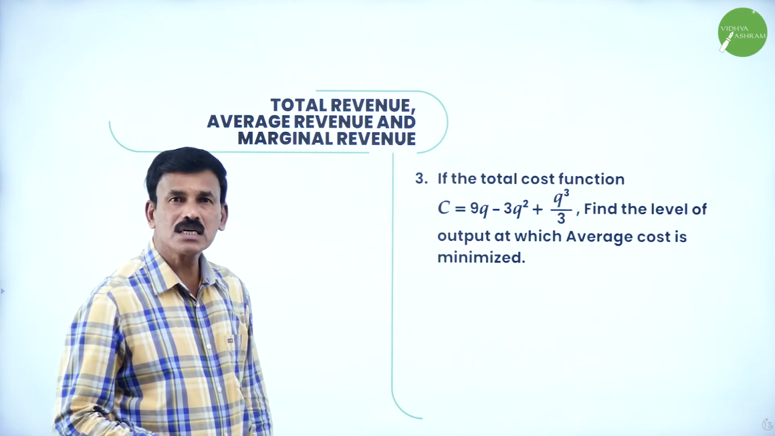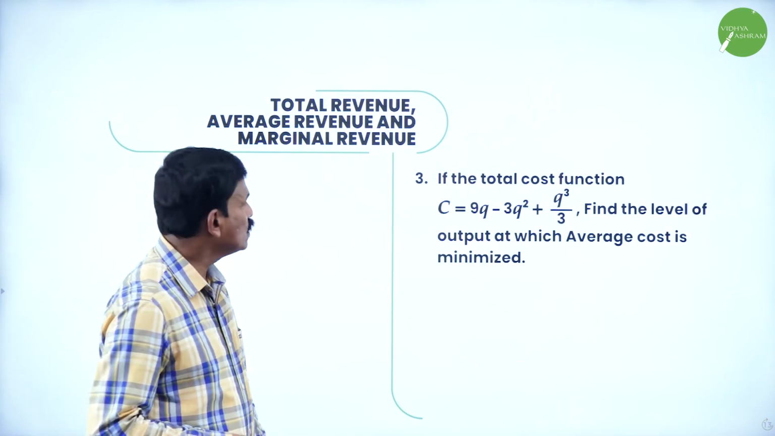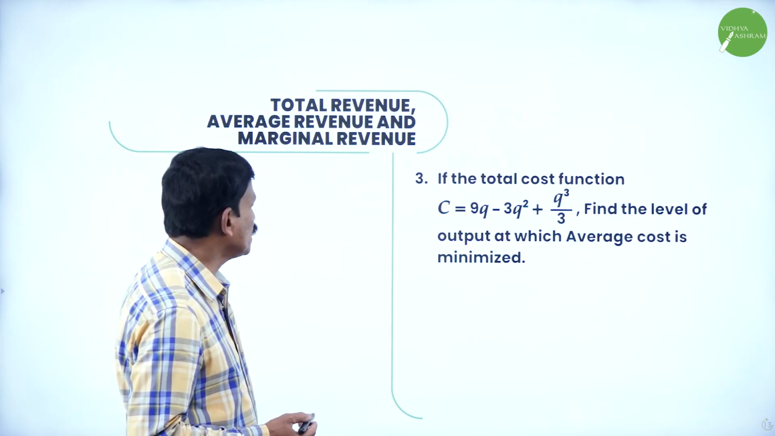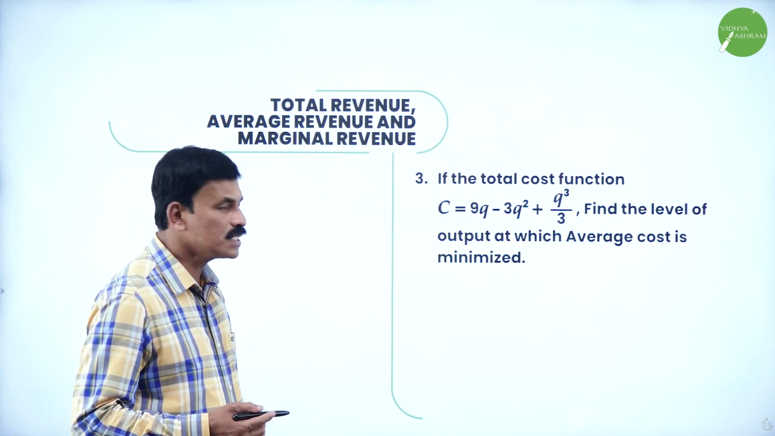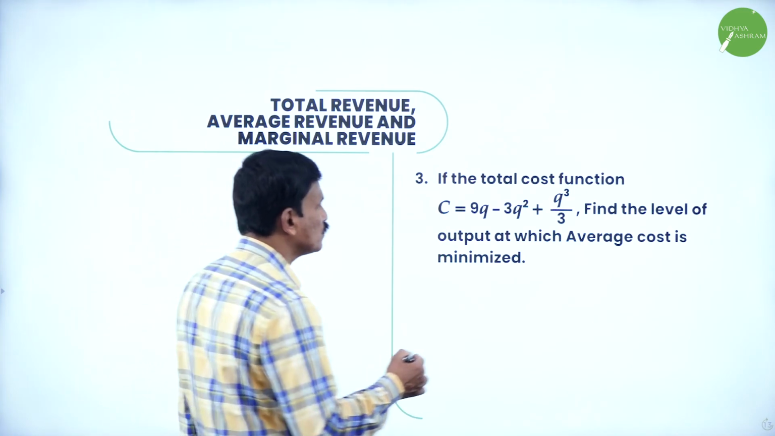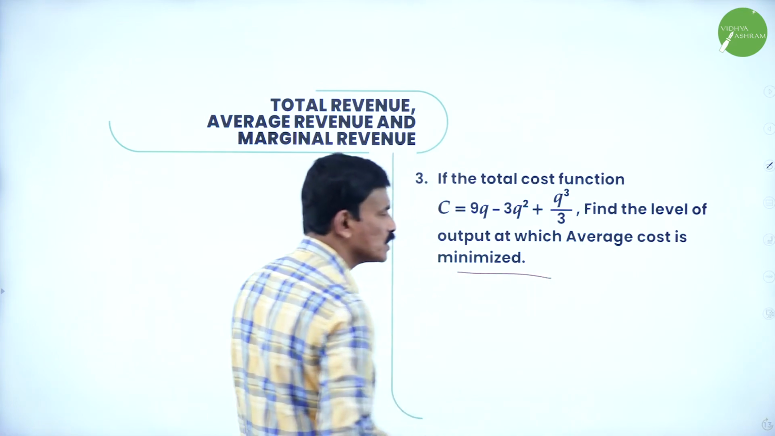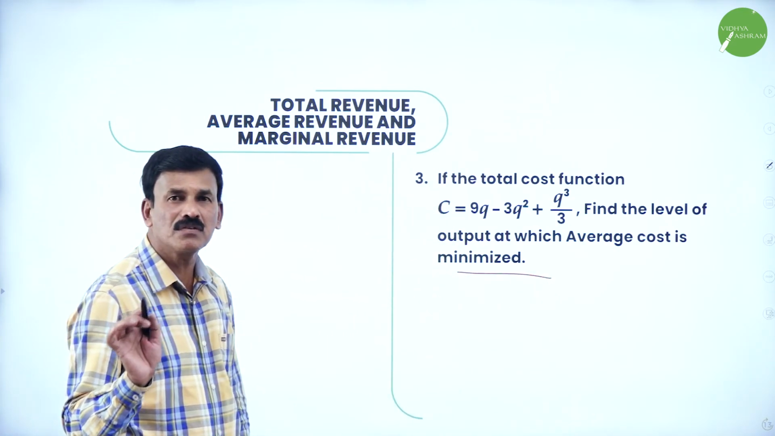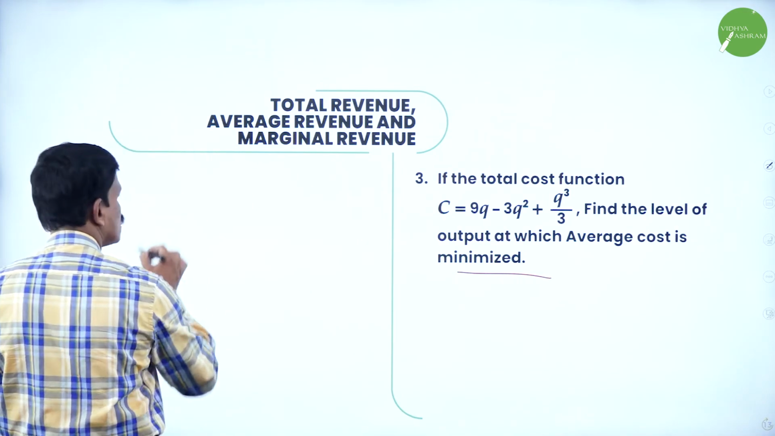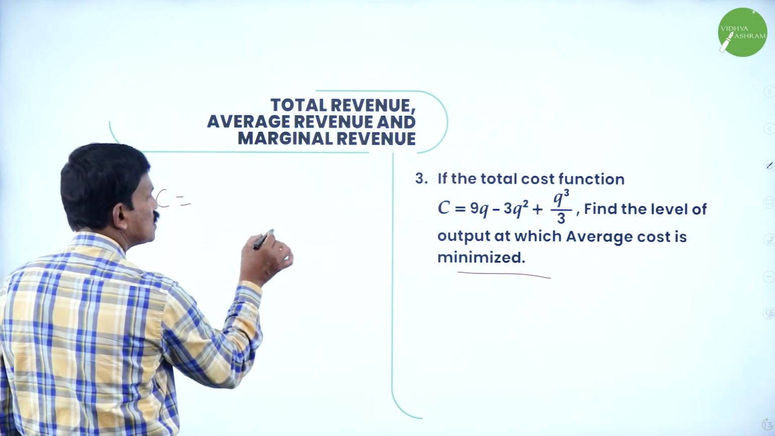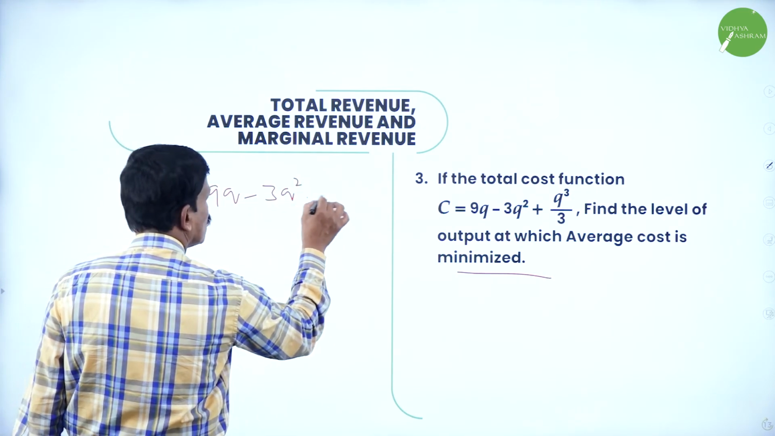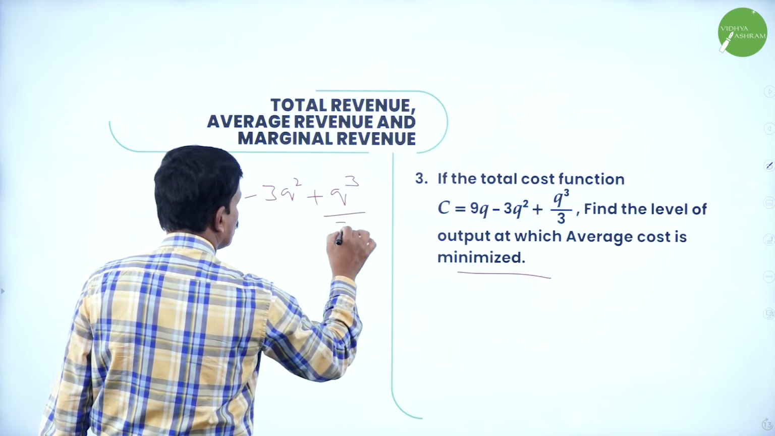Okay. Now let us come to the next problem. The next problem is: if the total cost function is C equal to 9Q minus 3Q square plus Q cube divided by 3, find the level of output at which the average cost is minimized. So we just have to find out the value of Q. That's it. So what is given? C is equal to 9Q minus 3Q square plus Q cube divided by 3.